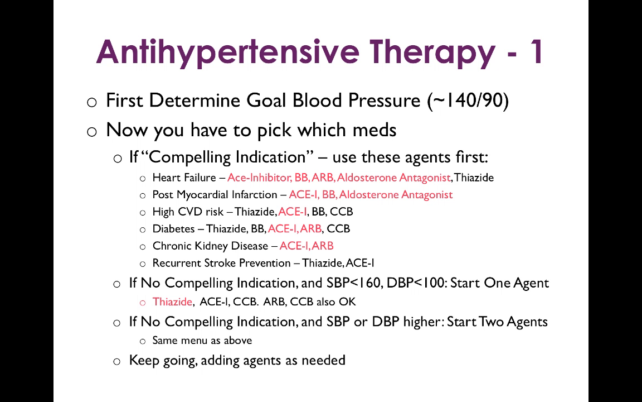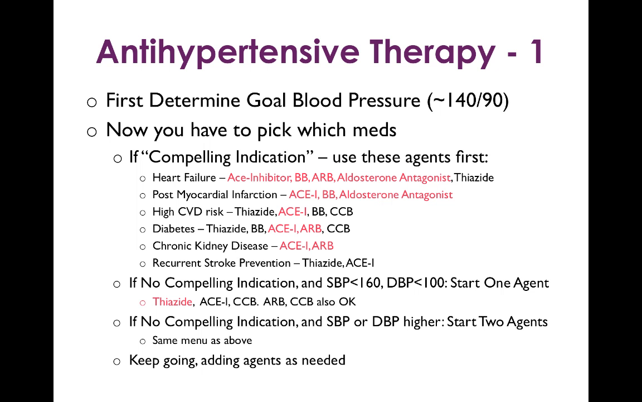There are some evolving targets and goals for treatment for patients perhaps with diabetes or coronary disease, whether or not we should treat them as aggressively as we thought we should under JNC7. We're still waiting for JNC8. That should be coming out soon. So go with the goals that you learned in class. Whatever your goal is, which is usually around 140 over 90 millimeters of mercury or less, then you have to pick what medicine you need to use.